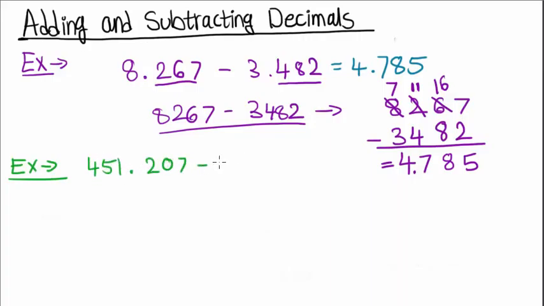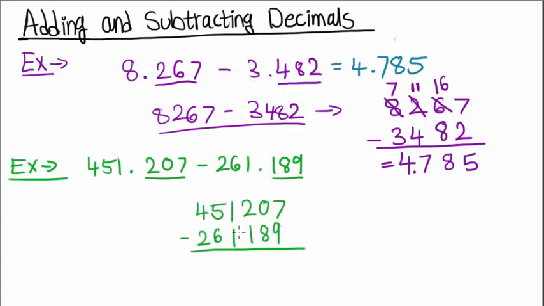Let's say you have 451.207 minus 261.189. What you can do first is figure out how many numbers you will have after the decimal point in your final answer. So the highest number of numbers after the decimal point in the original problem is 3. So my final answer will have 3 numbers after the decimal point. Now I can ignore the decimal point and set up this subtraction problem like this over here.